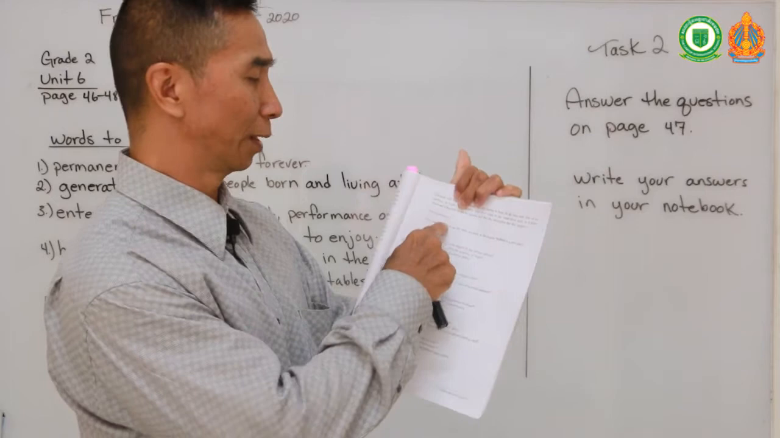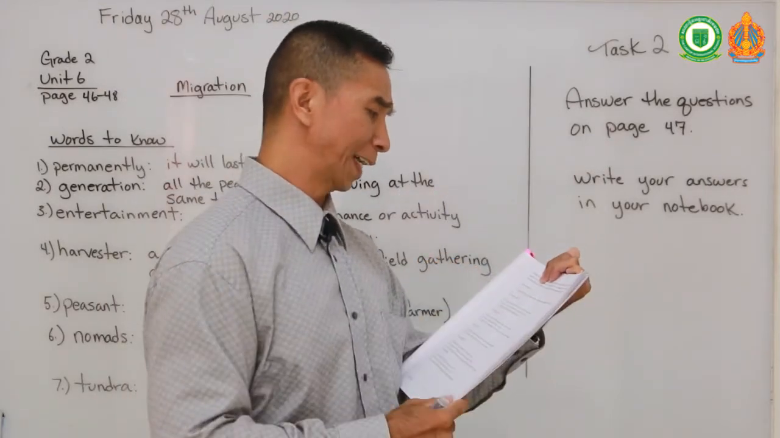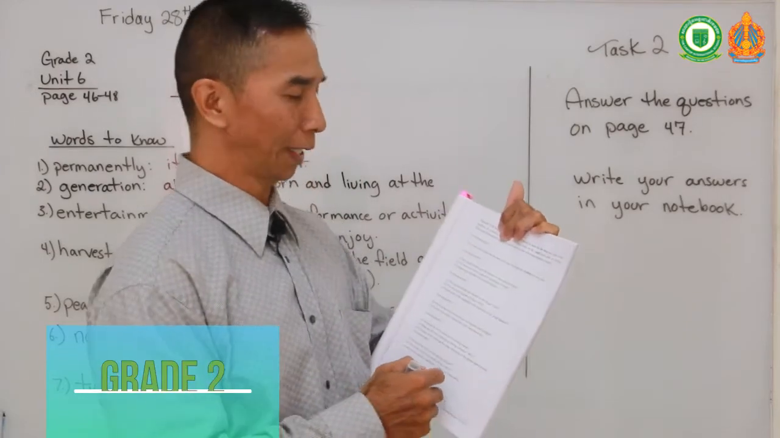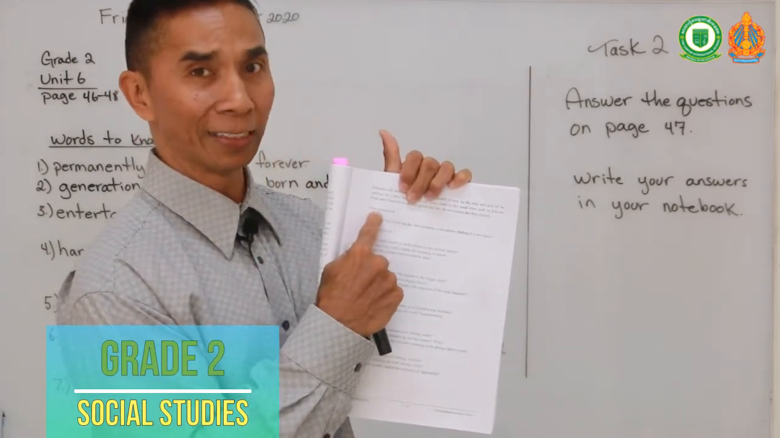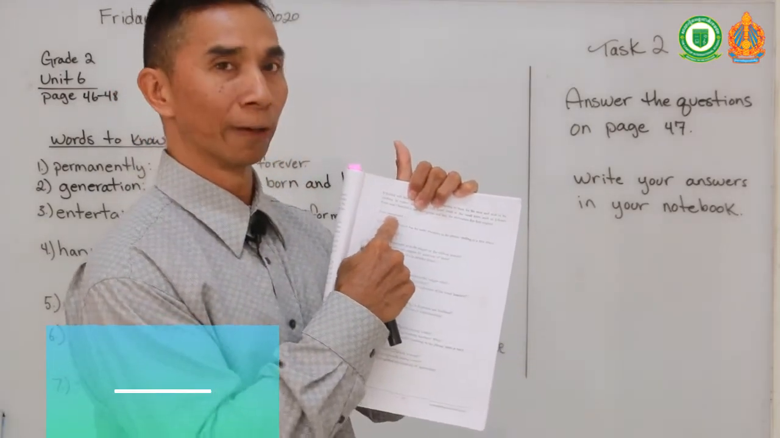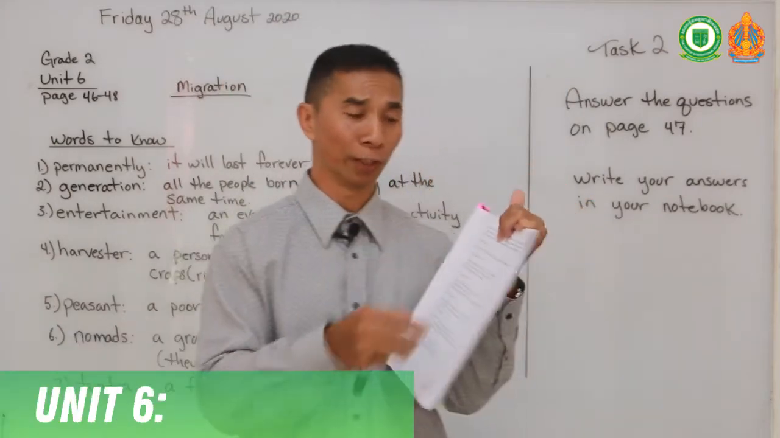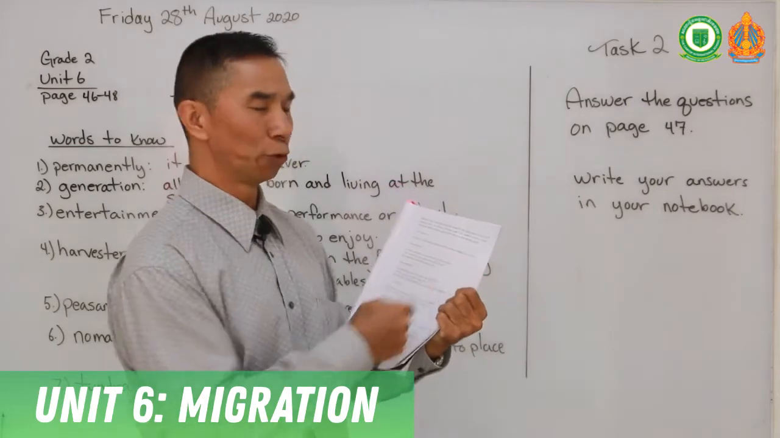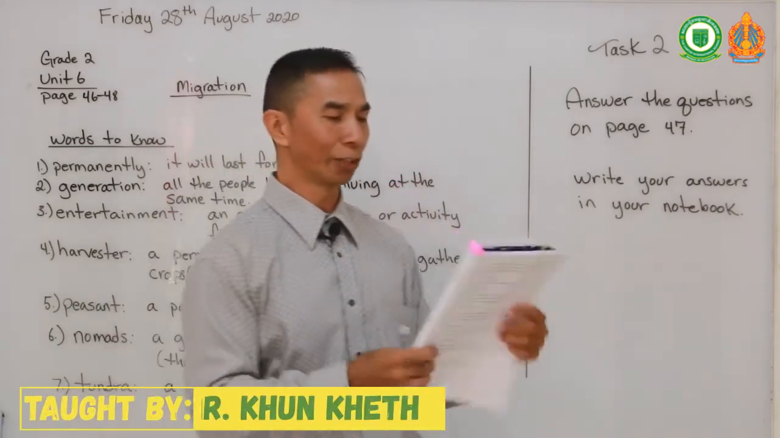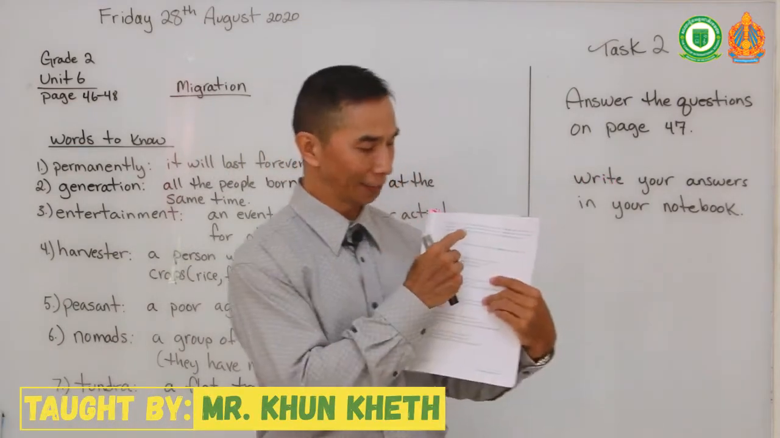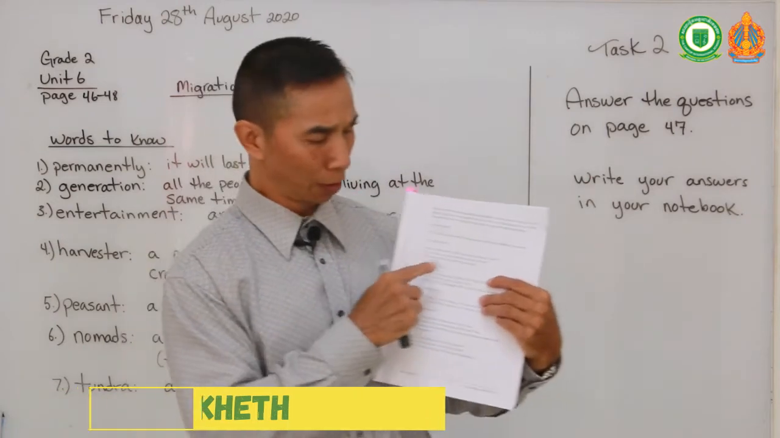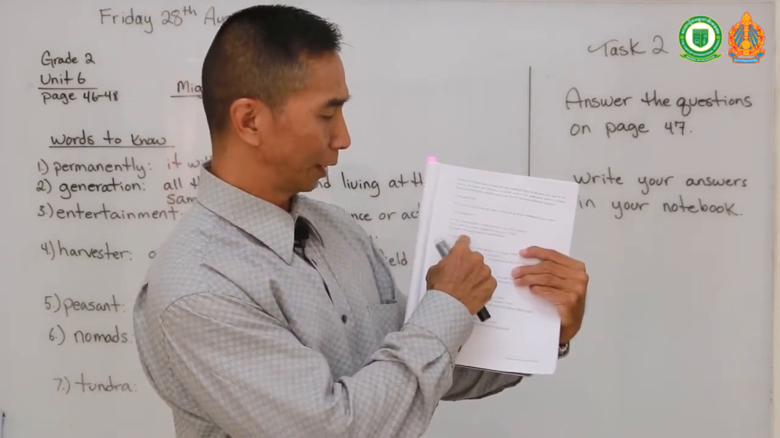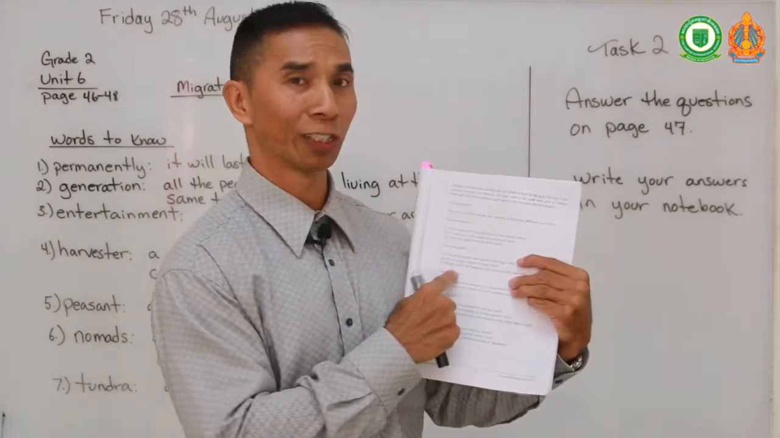Like for question 1, give one word which has the same meaning as the phrase "shifting to a new place." You can find that answer in paragraph 1. So they want you to give a word from paragraph 1 that means shifting from one place to a new place. You can read the first paragraph and answer the question, and so on. For paragraph 2, they have 3 questions. And for paragraph 3, you have another 3 questions.